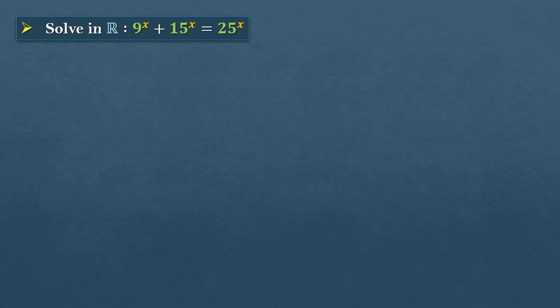What if I told you that an equation involving 9, 15, and 25 hides a simple structure that completely changes how you solve it? Stay with me, because this equation looks difficult, but the solution is surprisingly elegant. We are going to solve the equation 9 to the power of x plus 15 to the power of x is equal to 25 to the power of x.